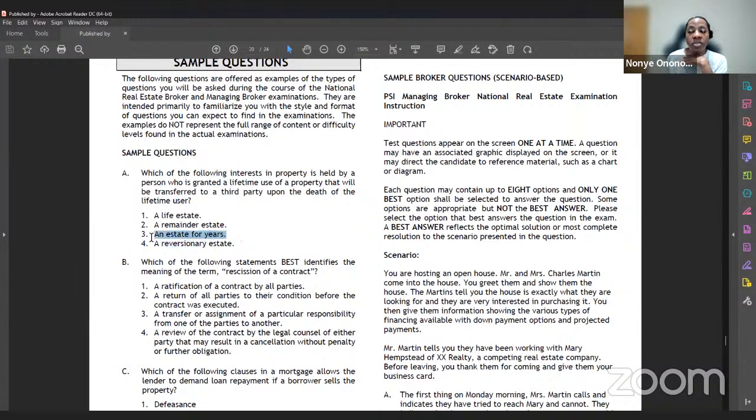And number 3 here, this is a type of leasehold estate. So it's a type of tenancy. It's not ownership, so that won't be one of the answers.